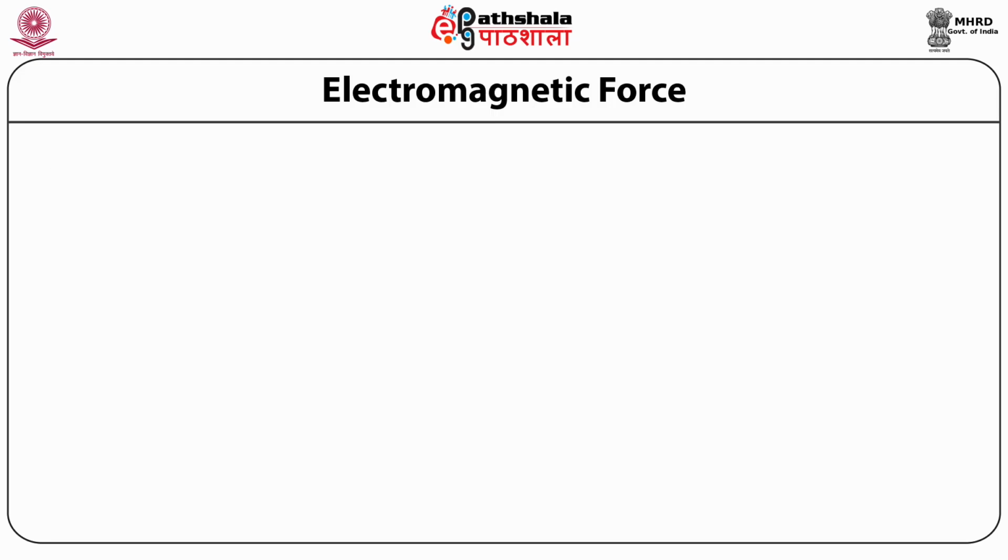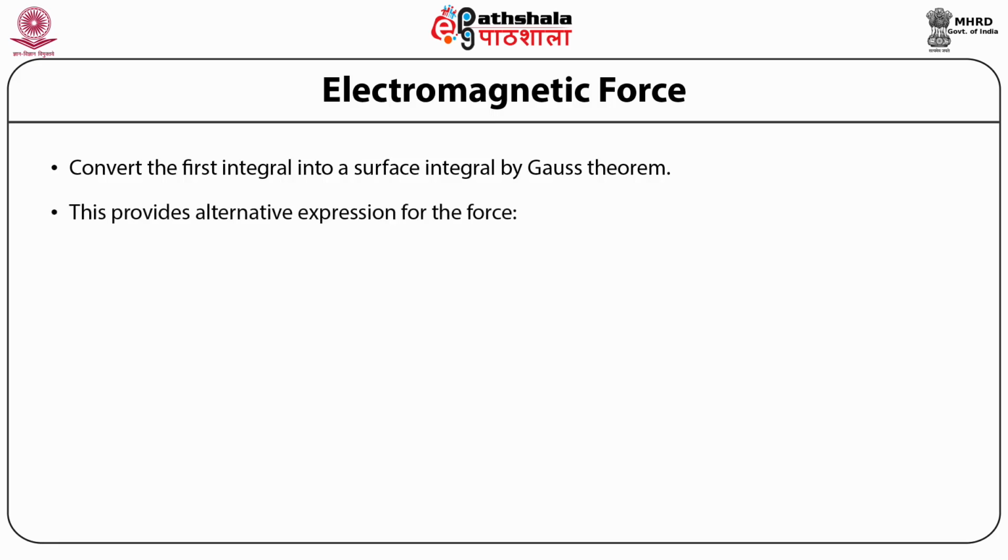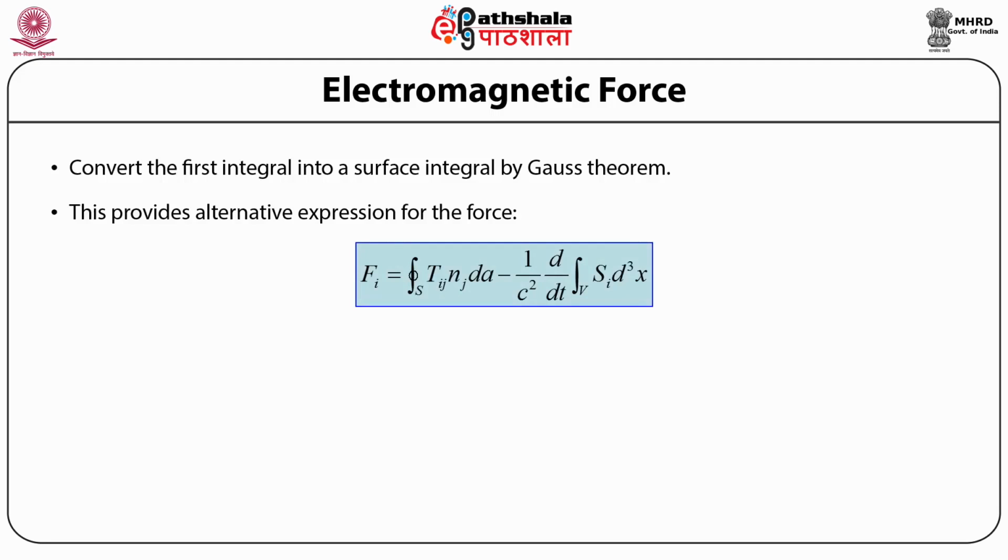Electromagnetic force. Now the expression that we have obtained for the ith component of the Lorentz force, if we convert the first term on the right hand side, which involves the Maxwell stress tensor, from a volume integral into a surface integral using Gauss's divergence theorem, then we can rewrite the ith component of the Lorentz force as the surface integral over the surface element dA of the Maxwell stress tensor T_ij times the surface unit vector n_j minus 1 by c square times the derivative with respect to time of the volume integral over d cube x of the ith component of the Poynting vector, S_i.